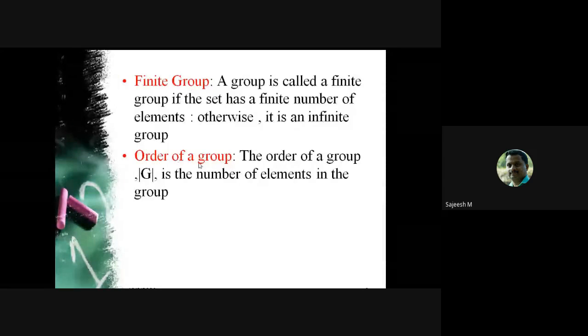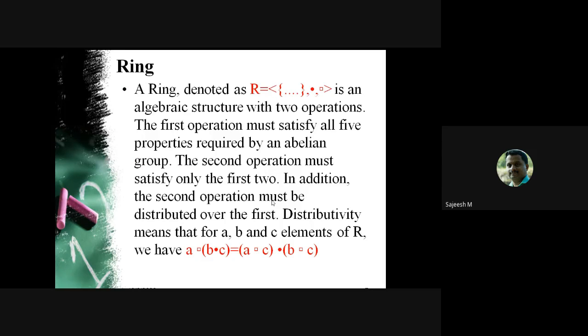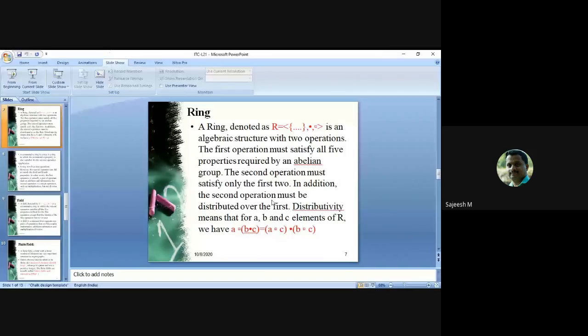A finite group: a group is called a finite group if the set has a finite number of elements, otherwise it is an infinite group. Finite number of elements in the group, then we say it is a finite group. Then the order of a group: the order of a group is the number of elements in the group. That's about the group.